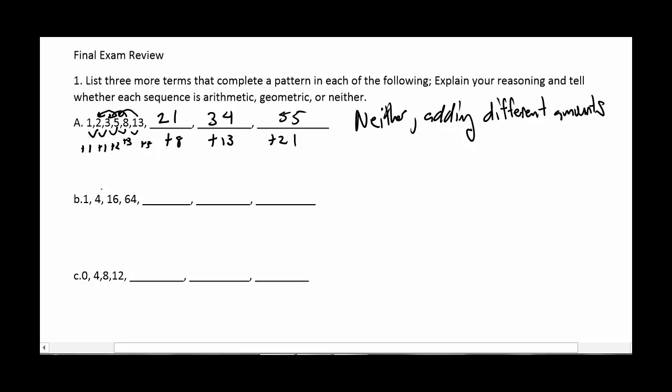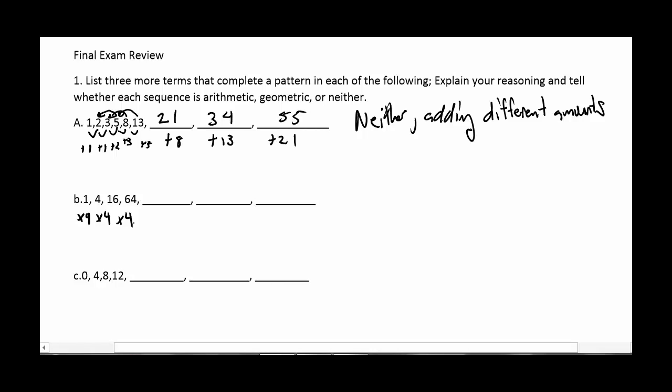Okay, then we go to the next one, which is 1, 4, 16, 64. So we're going to try looking at it through adding first. If I add 3 and I add 12, okay, so I'm already not adding the same amount. So let's try multiplying. So times 4, 1 times 4 is 4. 4 times 4 is 16. Okay, so now we've got it. I am multiplying by 4 each time.